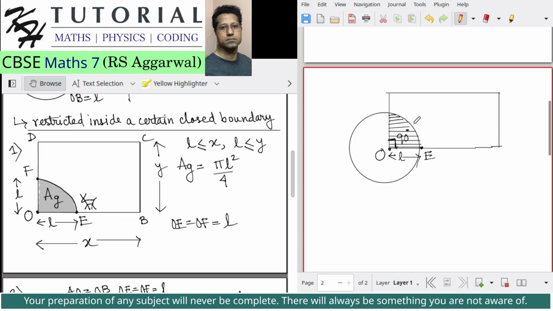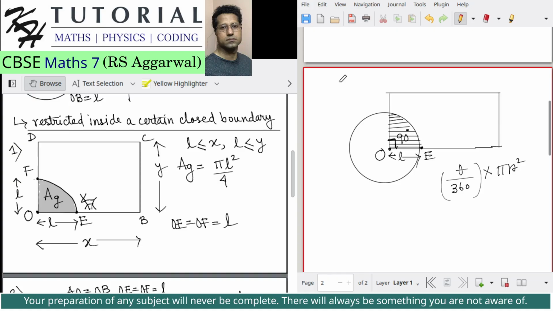And we know what will be the area of this sector. From the concept of the area of a sector, the formula is theta by 360 multiplied by pi r square, where r is the radius of the circle and theta is the angle which the sector makes at the center.